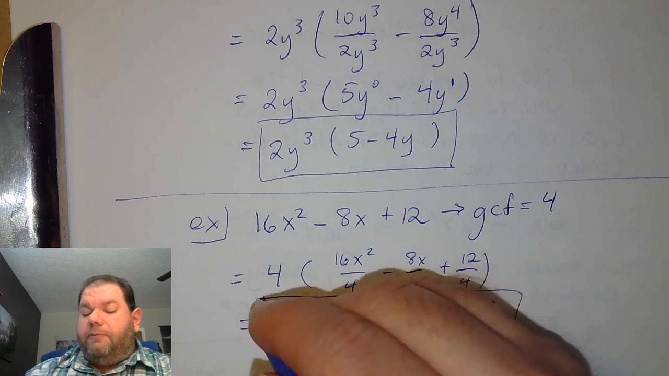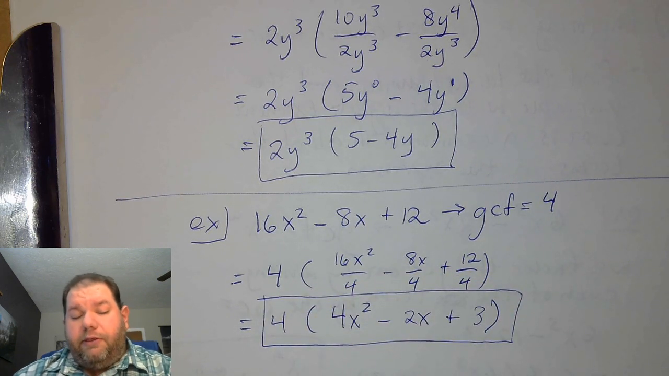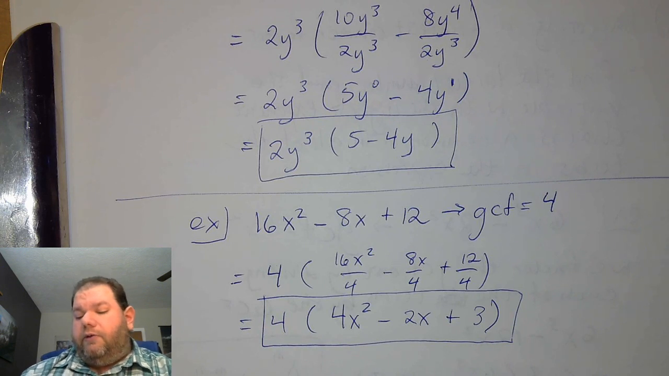And then we don't have to worry about simplifying that because all of our exponents are as we would normally write them. So it is a little bit easier in most cases just to factor out a number.